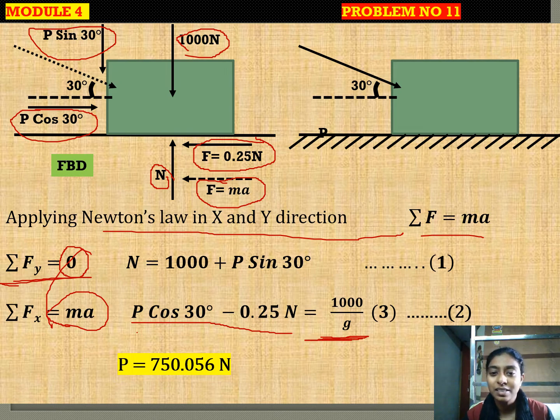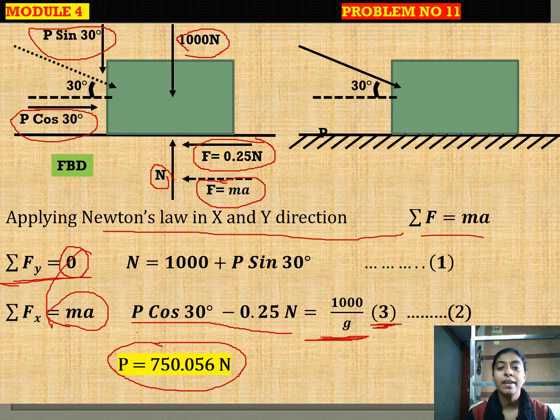So mass is 1000 divided by g. This is in Newton, so converting to mass, which is always expressed in kilogram, it is 1000 divided by g, g is 9.81, into acceleration. The acceleration value is given as 3. So now we can resolve equations 1 and 2. We get the external force required to move the body as 750.056 Newton.